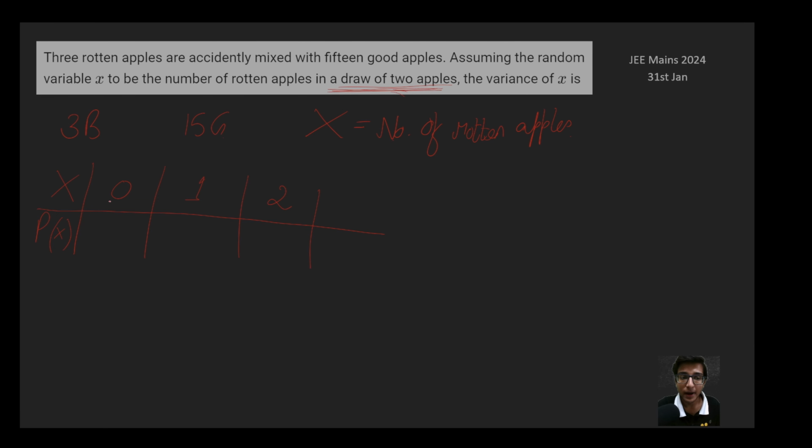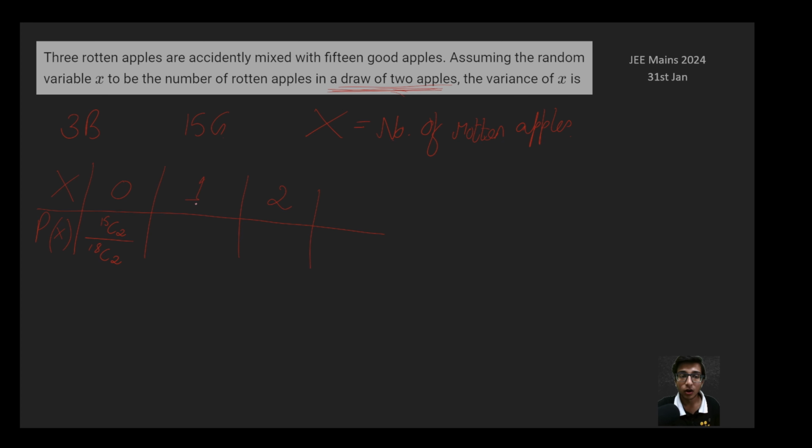Assuming that we have 0 bad apples, what would be my probability of drawing these 2 apples? It would become 15C2 upon 18C2. I hope you are getting it. Here there is a concept of permutation and combination also applied. I am not drawing even a single bad apple. That means 3C0, and I am drawing all good apples. Both the apples that I'm drawing are good. So I'm taking 15, from there I'm taking 2 apples, so 15C2 divided by total outcomes. So that is 18C2 since it is probability.